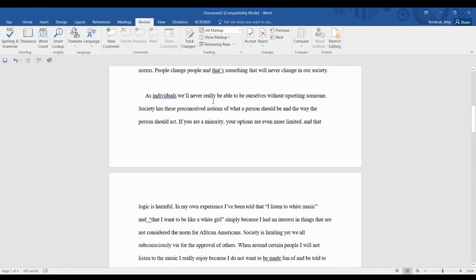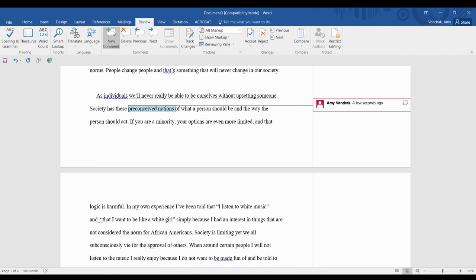"As individuals, we'll never really be able to be ourselves without upsetting someone." Whoa, okay, I'm going to underline that. Now, that seems like a pretty good start to the paragraph, but I'm going to underline it because it seems important. "Society has these preconceived notions of what a person should be and the way the person should act." Okay, preconceived notions. That phrase could say more. I'm like, what?